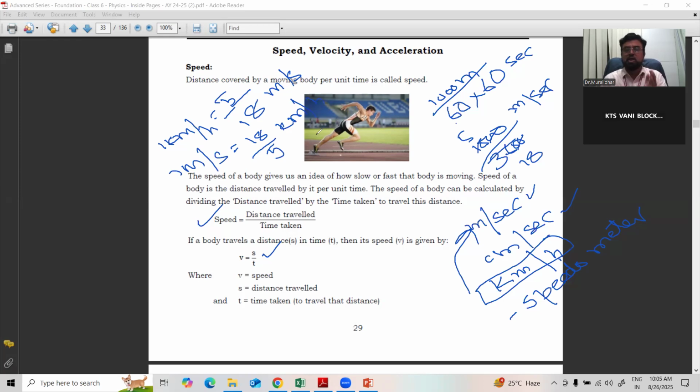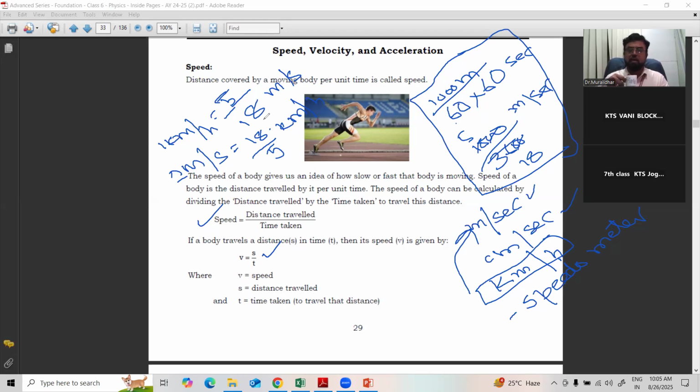You can convert kilometer per hour into meter per second and back by a simple calculation. Whenever kilometer per hour is given, multiply by 5 by 18 to convert into meter per second. When meter per second is given, multiply by 18 by 5 to convert into kilometer per hour. The largest speeds of vehicles are measured in kilometer per hour, whereas small speeds can be measured in meter per second or centimeter per second. So this is the clear picture about speed.